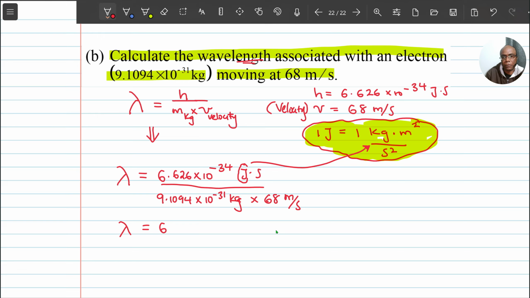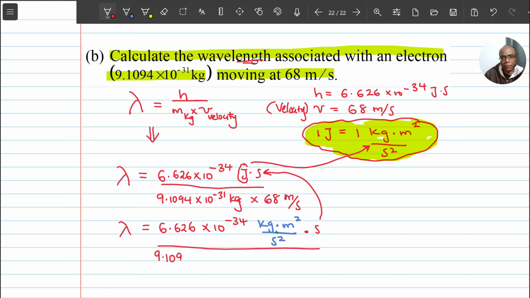So the wavelength will be equal to 6.626 times 10 to the power minus 34. Where J is, I'm going to put kilogram meter squared per second squared, and then don't forget the S that was there before. Now I have units that can cancel out up and down. The mass again is 9.1094 times 10 to the power minus 31 kilogram. I'm multiplying that by 68 meters per second.